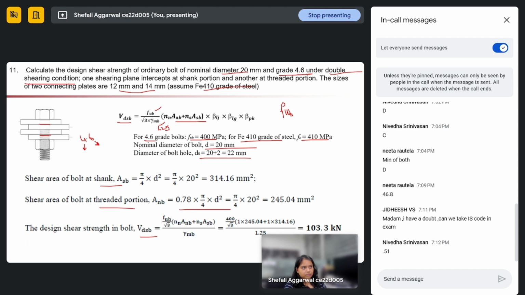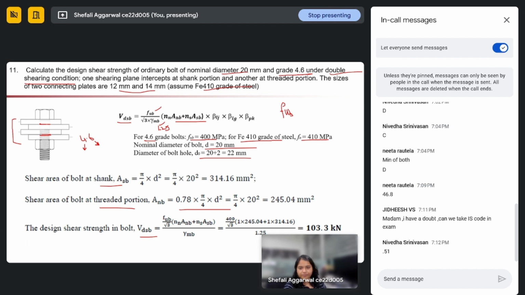How many plates are connected in the figure shown? Is it 2 plates or 3 plates or 4 plates? In the figure, 4 plates are connected, but okay, so we have 3 shear planes then. Sorry, yeah, I think the figure is wrong. It should be 3 plates, and one shear plane at the threaded point and one at the shank point only. Okay, right. Thanks.